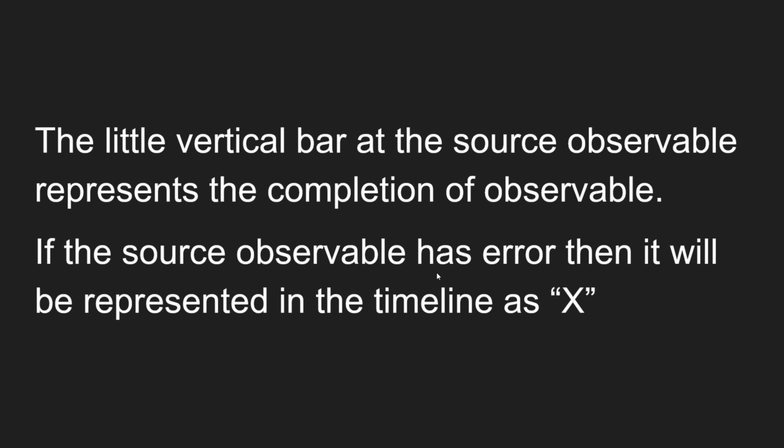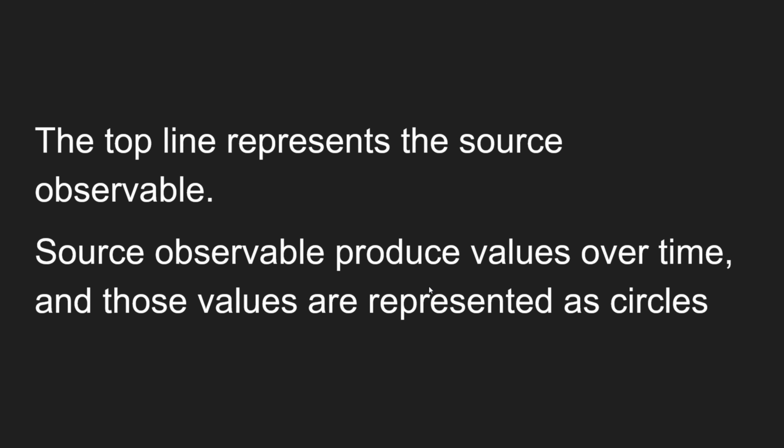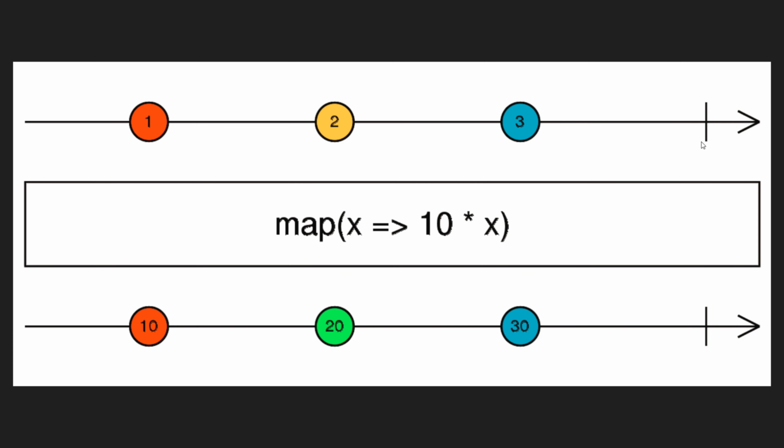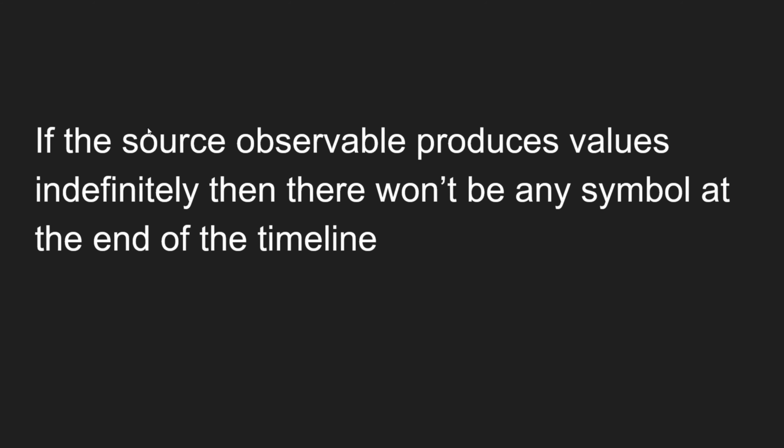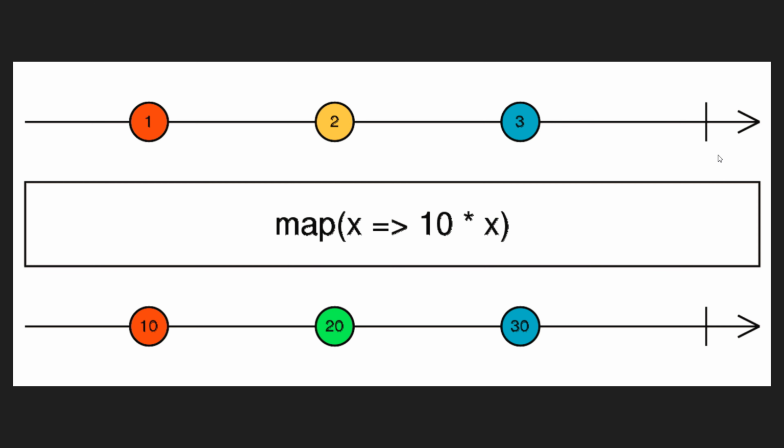If the source observable has got an error instead of completion, then instead of representing it by a vertical line, it will be represented by an X cross. That means the observable has returned an error. If the source observable produces values indefinitely, it doesn't complete, so there won't be any symbol at the end of the timeline.